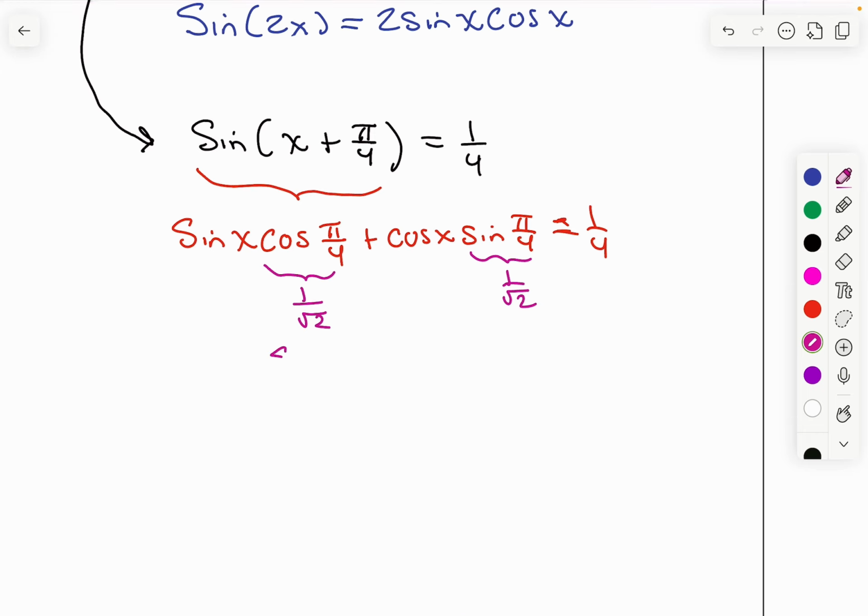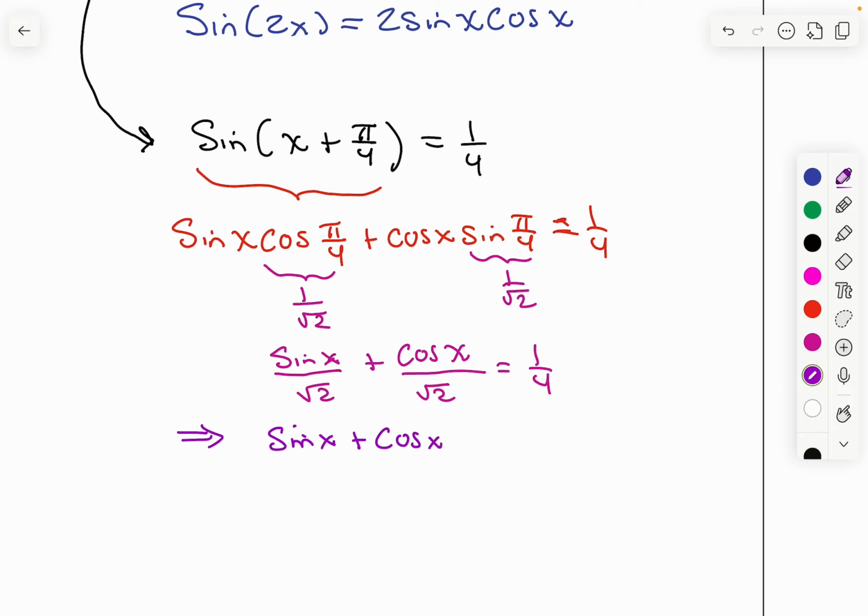So I get sine of x times 1 over root 2. Let's just write that as sine of x over root 2 plus cosine of x times 1 over root 2. Again, let's just write it like that. Equals 1/4, and if you times both sides by root 2, this says that sine of x plus cosine of x is equal to root 2 over 4.